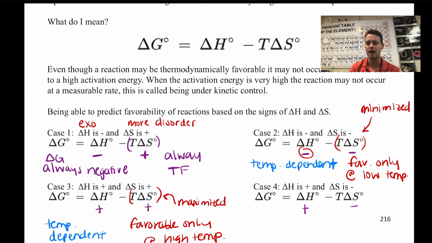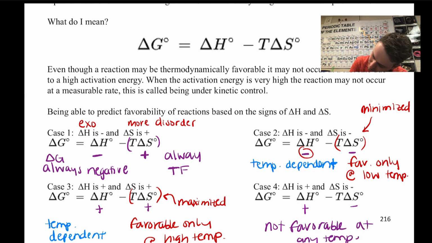The last situation is two unfavorable things happening. Both factors are unfavorable. So this is not favorable at any temperature. So endothermic reactions that get more ordered are never going to be favorable.